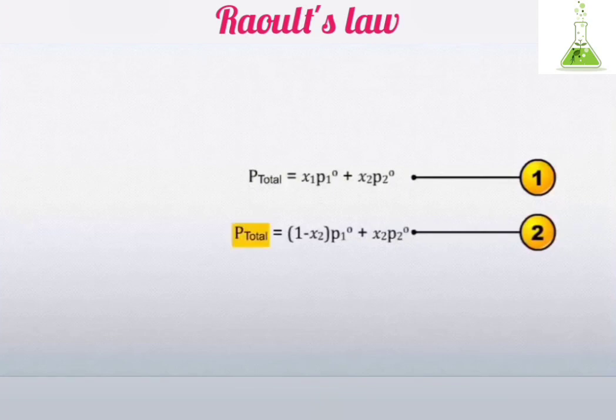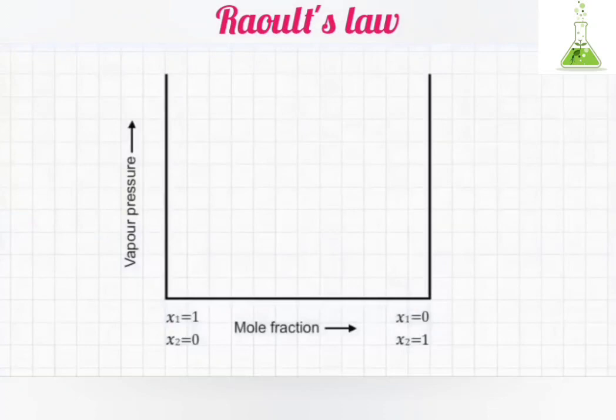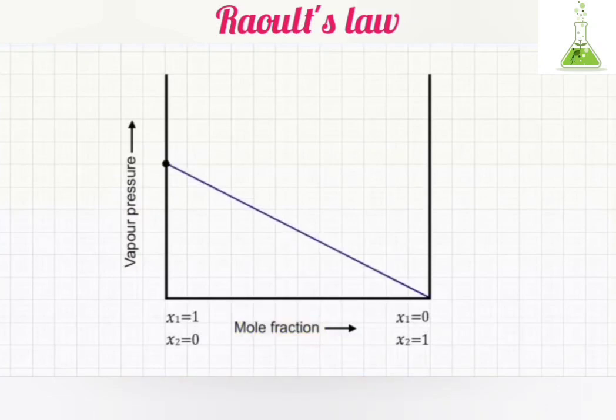Now we can see that P total is a linear function of mole fraction X2, as P1 naught and P2 naught are constants at a specific temperature. Now, if we plot a graph of the partial vapor pressure of the first component versus mole fraction corresponding to the equation P1 equals X1 P1 naught, a plot as shown here is obtained.